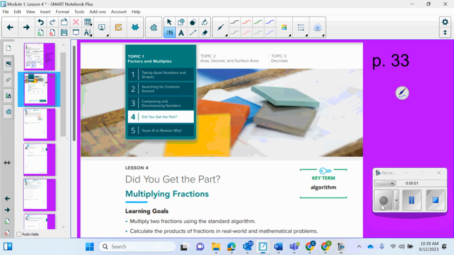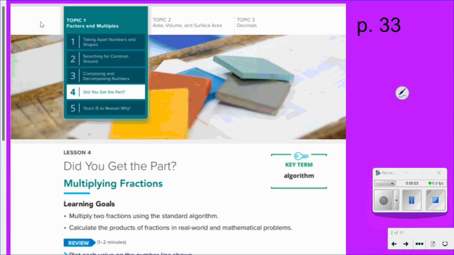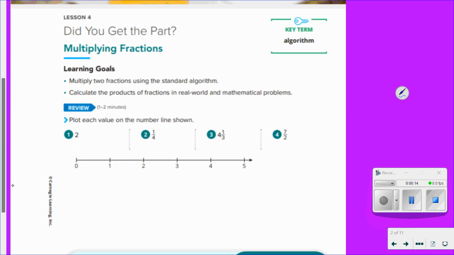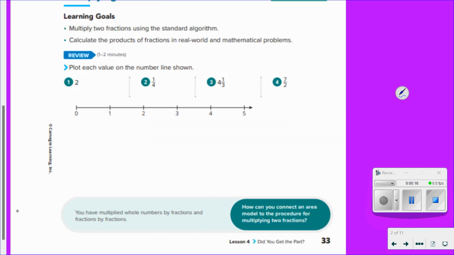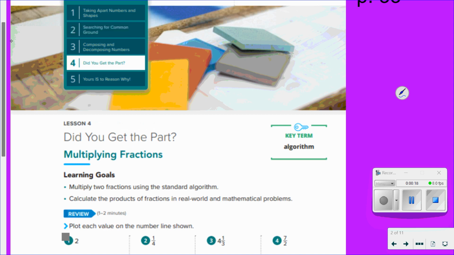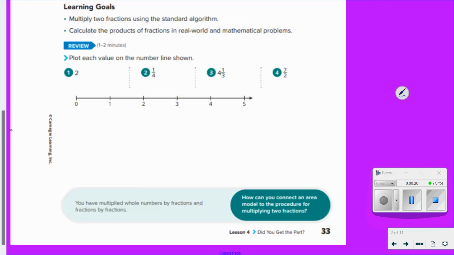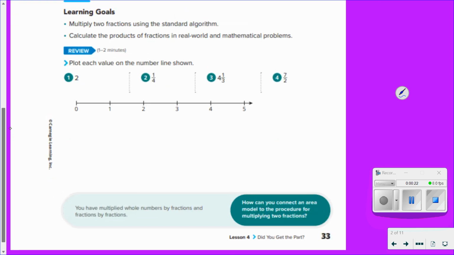On the entry, but our big task today, we've got two goals: multiplying two fractions using the standard algorithm. So we just gave you that definition in our opening minute, and calculating the products of two fractions in real world and mathematical problems. Remember, we're on page 33. If anybody comes in and asks what we're doing today, that's where you should turn to show them.